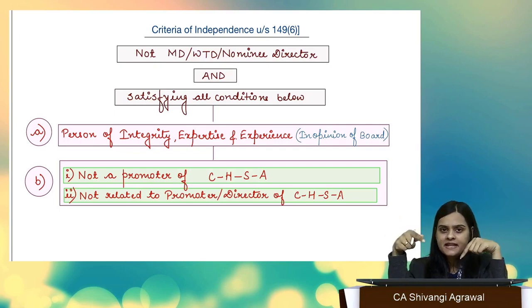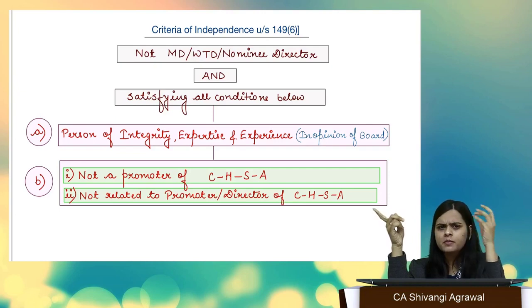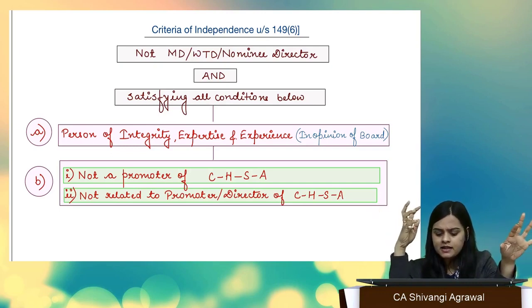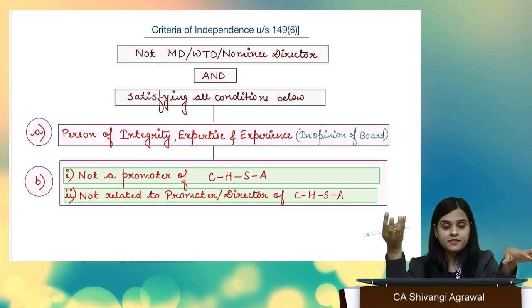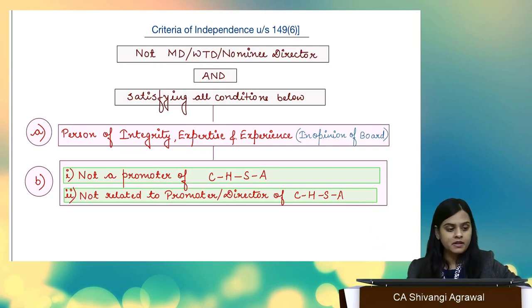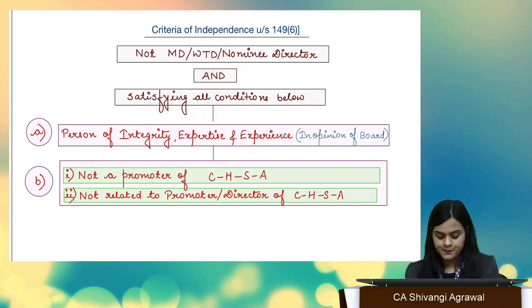An independent director comes under the category of non-executive director. So you cannot be MD or whole-time director or nominee director. You cannot be these 3. And if you are not these 3, and you meet the criteria of independence, you can be appointed as independent director. So not MD, not WTD, not nominee director, and satisfying all conditions below, you can be appointed as independent director.